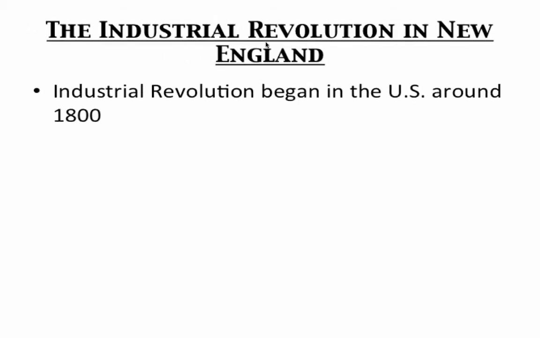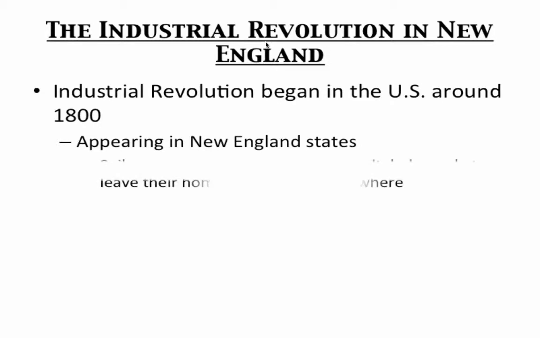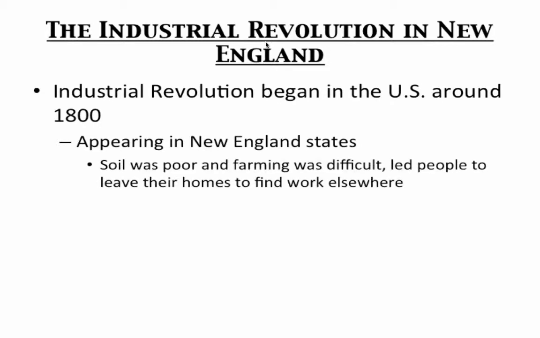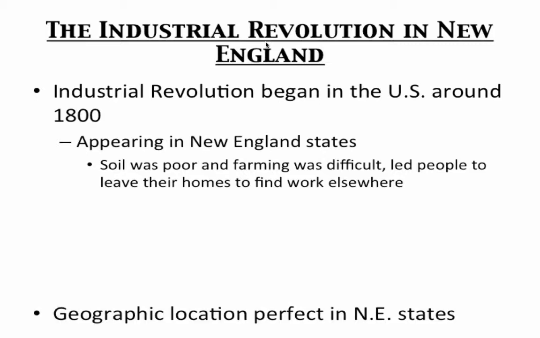Now, in the United States, it started around 1800 and in the New England states. Now, the New England states, remember, have poor soil for farming. And so it made a good option for a lot of people to leave their homes and find work elsewhere. They can't produce much on a farm. They're subsistence farming. Why not try to make something of yourselves?